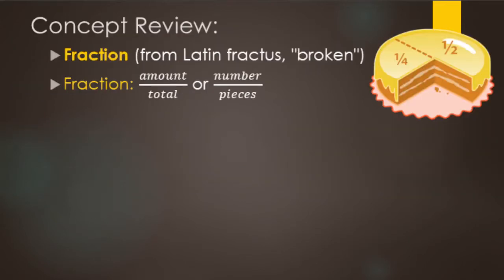Quick review of some vocab here. Fraction. That's going to be amount over total is one way of thinking about it. Number versus total number of pieces. So number of pieces that you've eaten versus the total number of pieces. So you can look at it kind of those ways. There's lots of different ways of looking at fractions. There's a division idea in fractions and all that type of stuff.